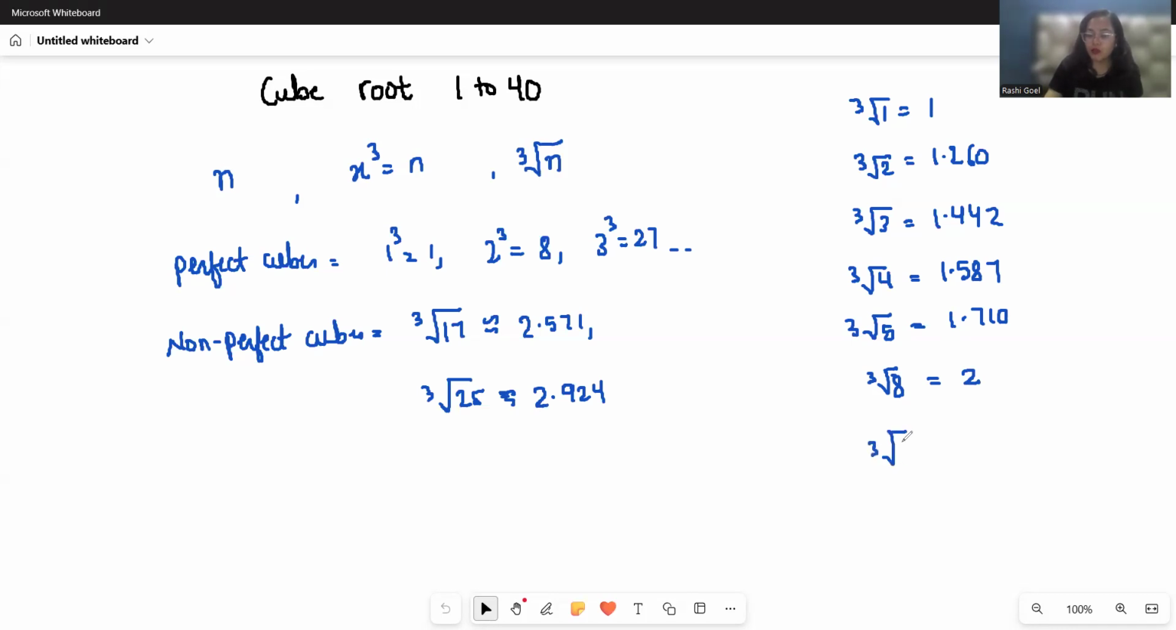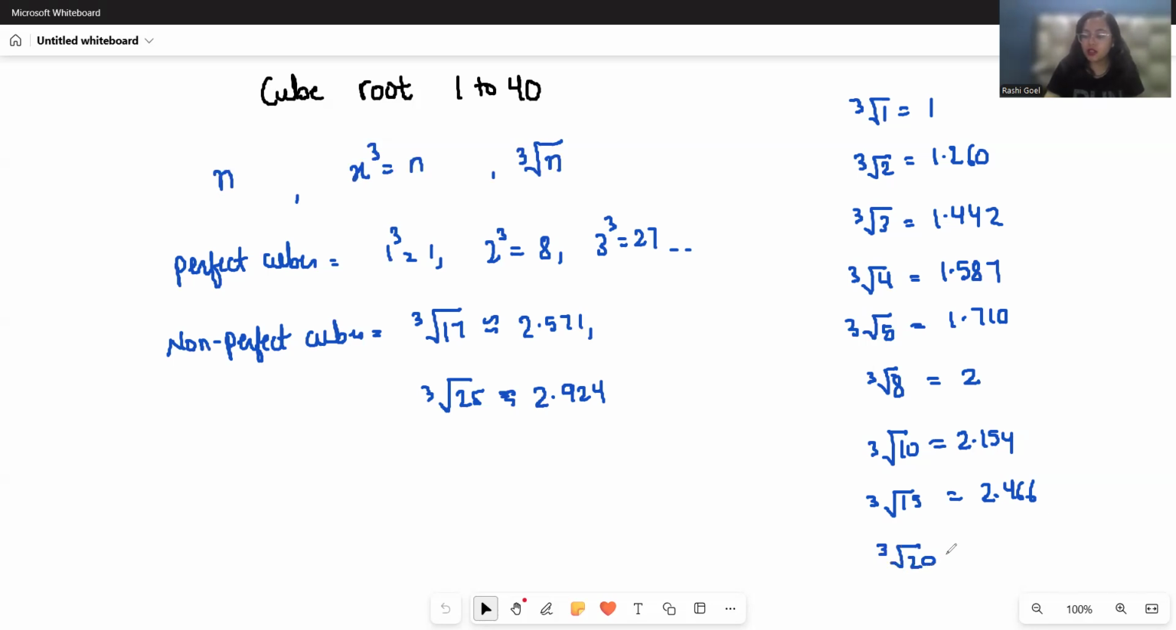So it's 2. Now you can find the rest with the help of a calculator as well. So cube root of 10 is 2.154. Cube root of 15 is 2.466. So if you have to find the cube root of 12 and there are 4 multiple choice questions given, you can find out that cube root of 10 is 2.154 and cube root of 15 is 2.466. So it lies between these two numbers, from 2.154 to 2.466. You can calculate with the help of a calculator as well.